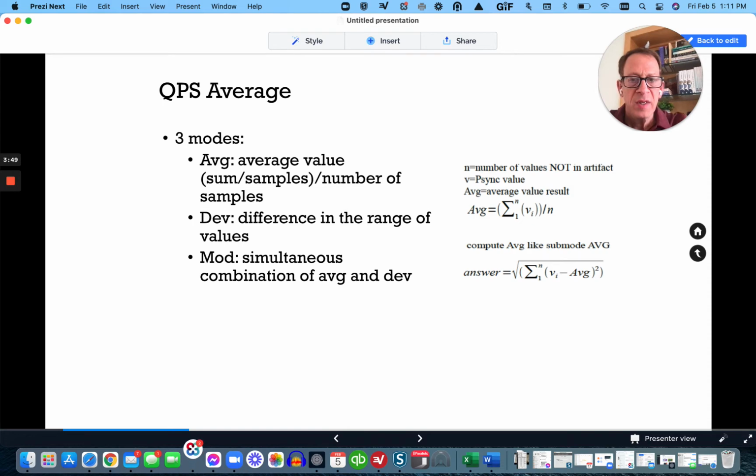In EEGer, as it's created, there are three modes of the four-channel training: average, deviation, and QPS mod, where we look at different aspects of training this. I think I will wait for another time to talk about that in specific. There are other software packages that have this algorithm built into them, but not necessarily these three modes.